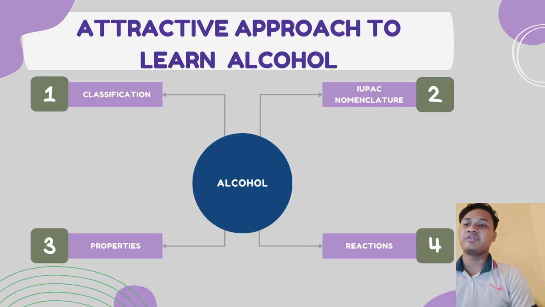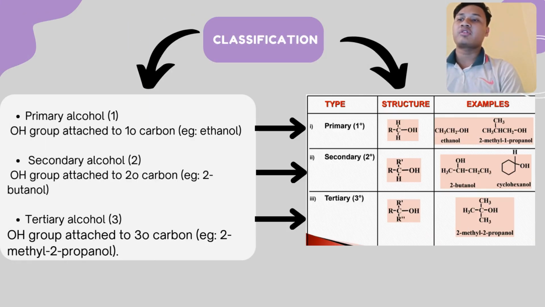Firstly, classification. Secondly, IUPAC nomenclature. Thirdly, properties. And the last one is reaction. There are four types of classification of alcohol.